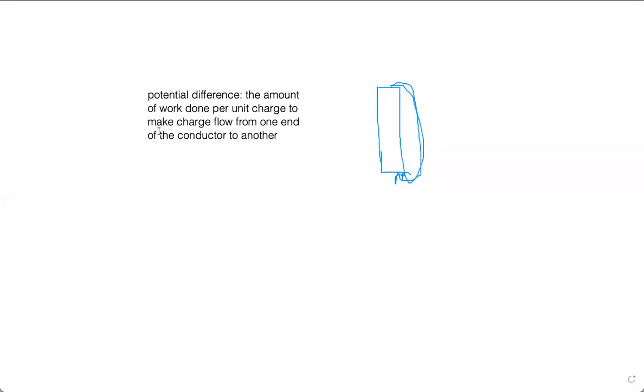And another name for potential difference is volts. So the formula is volts.